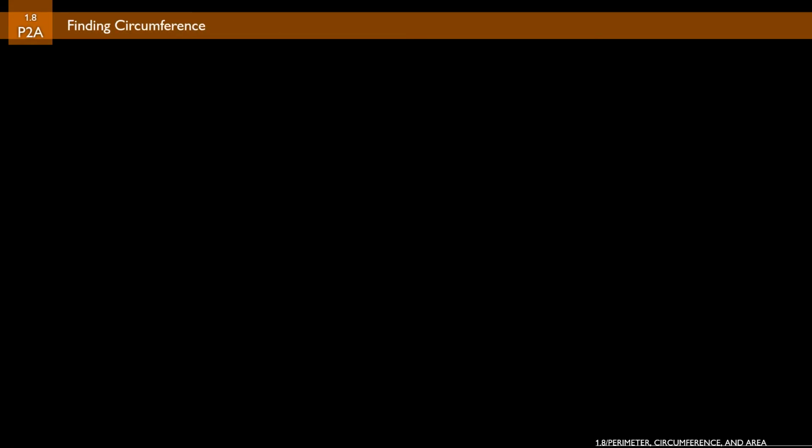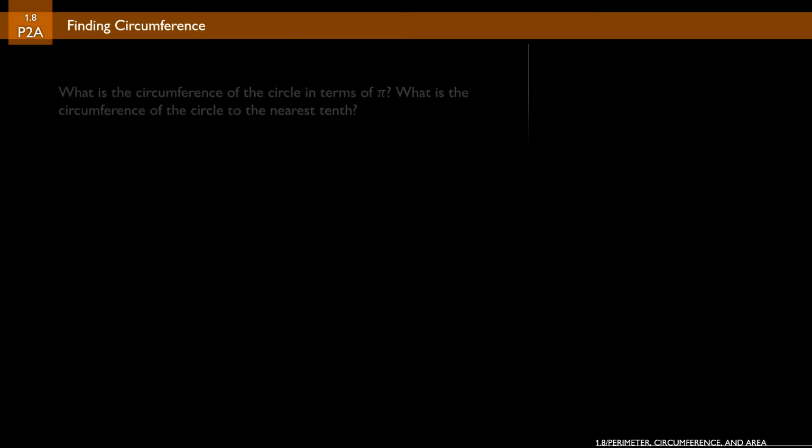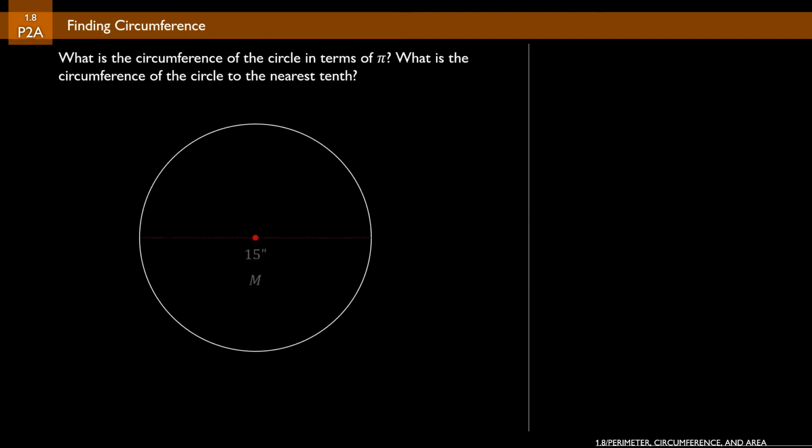Problem number 2 has us shifting over to circles, so we're going to find circumference. The question is, what is the circumference of the circle in terms of pi? What is the circumference of the circle to the nearest tenth? So we're given a circle that has a 15-inch diameter.